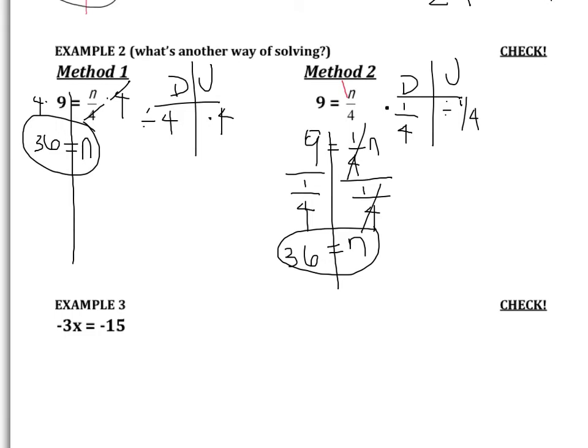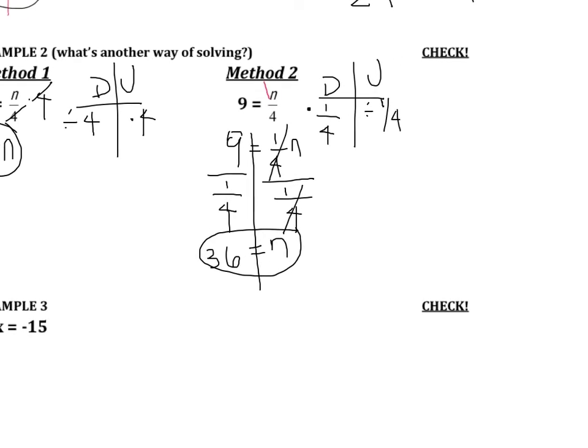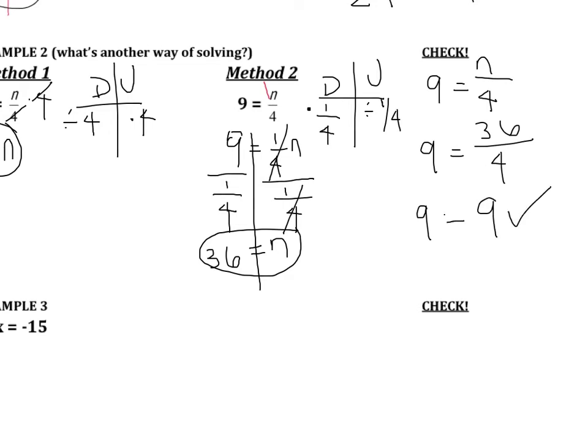Just to be sure, let's go ahead and check our answer. So I'm going to move this over here. I'm going to rewrite the same problem, the original. I had 9 equals n over 4. My value of n that I found was 36. So 36 divided by 4. And let's go see if that works. 36 divided by 4 is 9. So my check works. Okay?